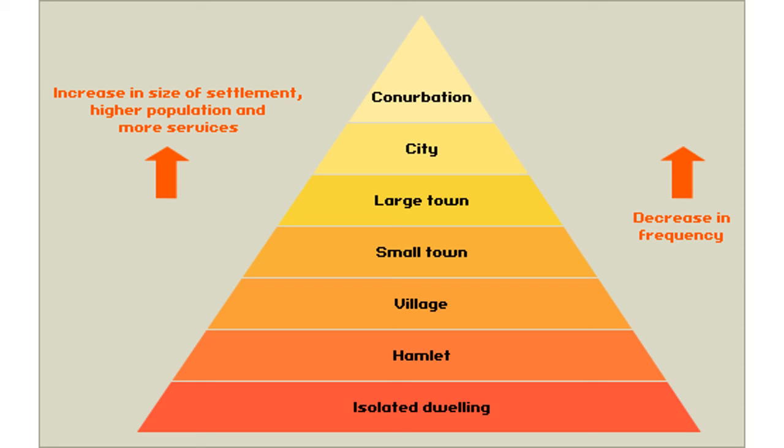So another visualization of these urban hierarchies, right? The big idea being that as you move up this hierarchy, you're going to see fewer and fewer of these. There's a lot more very small towns than there are very large towns, and very few conurbations as opposed to hamlets or something. But on the other end of this, as the size of these settlements and their populations get larger, you're going to see greater amounts and greater kinds of services.